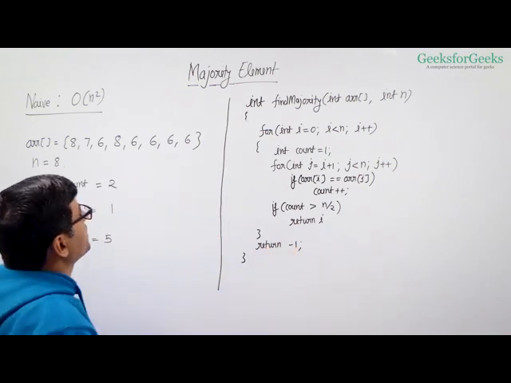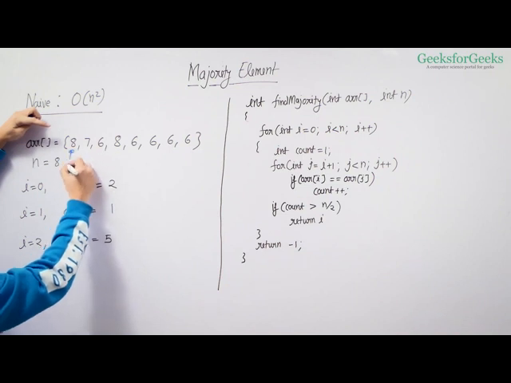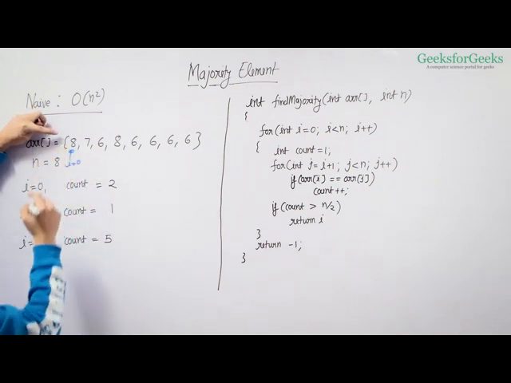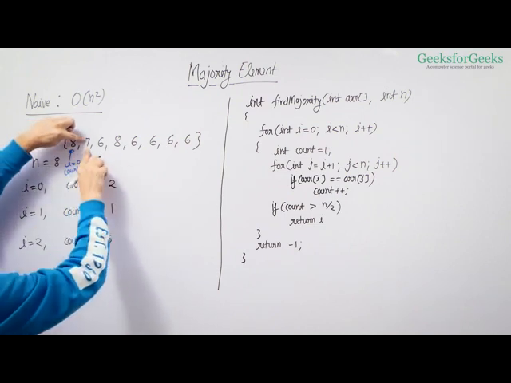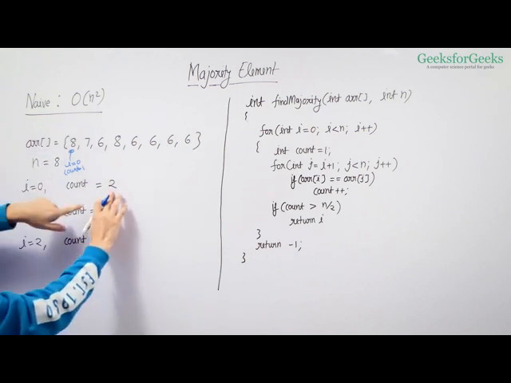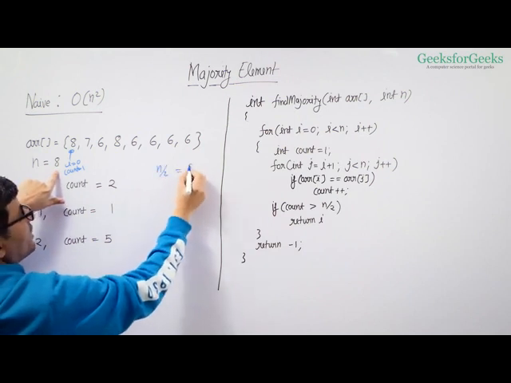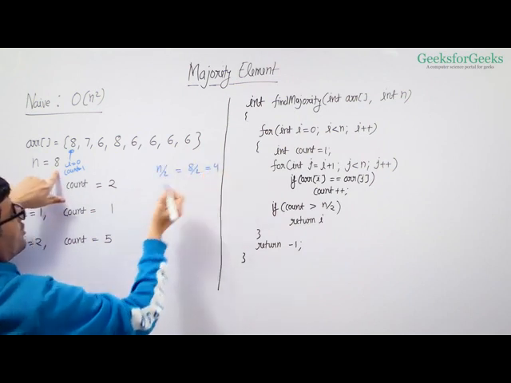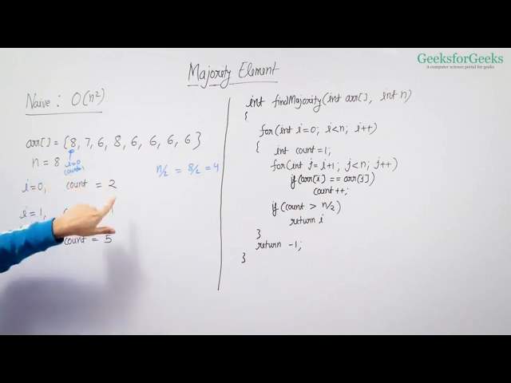Let's see the working of this naive solution. We have this array. Initially, our i is 0. We count how many times it appears. We initialize count as 1. Right? Now we run a loop from here and we see that count becomes 2. Right? So this 2 is not greater than n by 2. What is n by 2? n by 2 is 8 by 2, which is 4. So your count should be at least 5. Right? And here you are getting the count as 2.